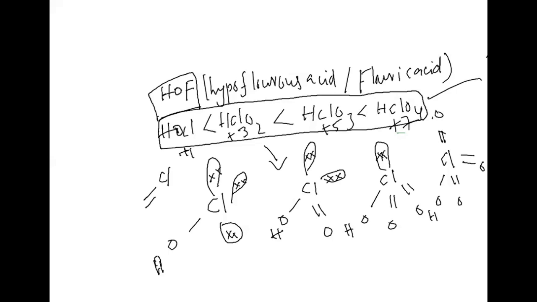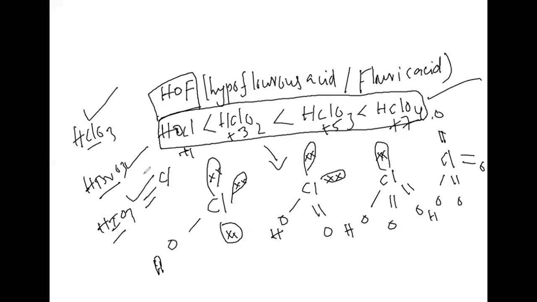Even if you take HClO3, HBrO3, HIO3, which is more acidic? Here all show the same oxidation state, but the one which has more electronegativity will be more acidic. That means HClO3 is more acidic when compared to HBrO3, followed by HIO3.